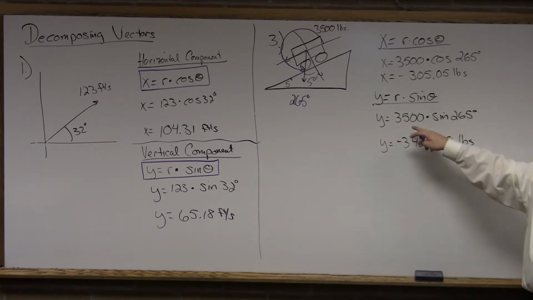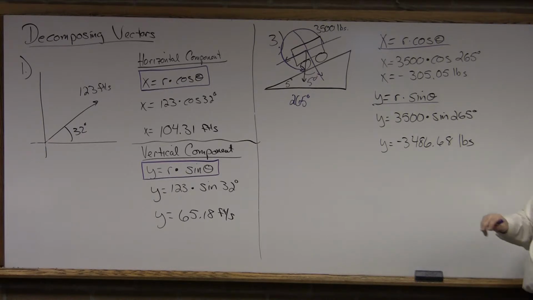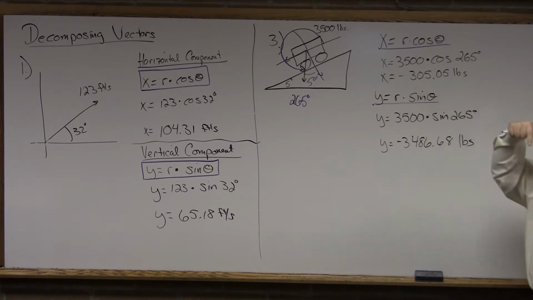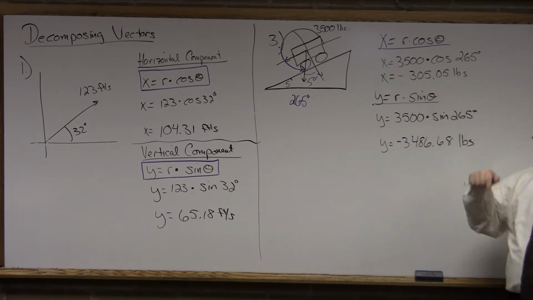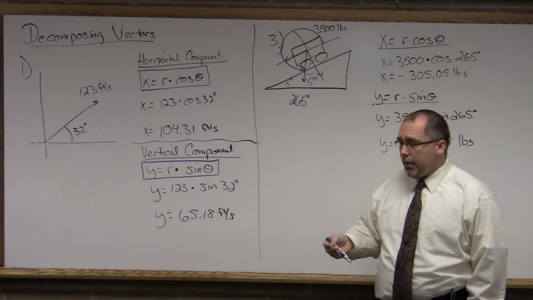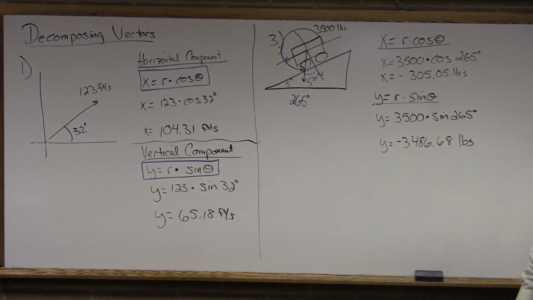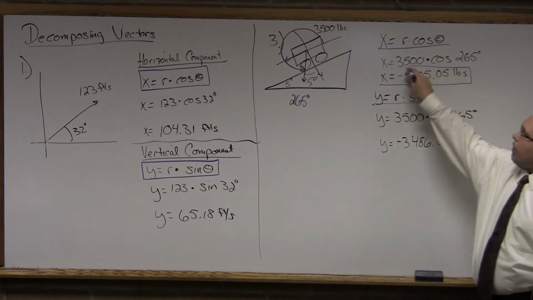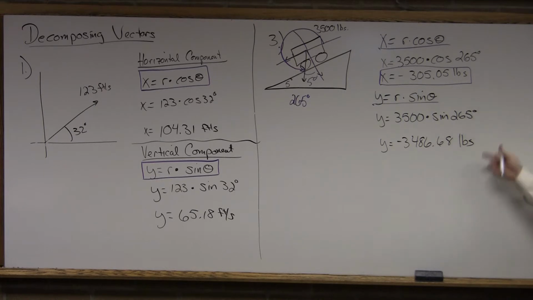If we're doing the vertical component, 3,500 times the sine of 265, that's a negative 3,486.68 pounds. Again, that's negative because it's downward, and vertically speaking, down is negative, up is positive. Now, to answer the actual question, what's the minimum braking force needed? If you're on a level surface, it's not going to move left or right, horizontally speaking, so that would be 0. But with a slight inclination, our actual answer is that negative 305.05 pounds. If you look at each of the two answers, we're trying to stop it from going horizontally, so we would want the horizontal component.